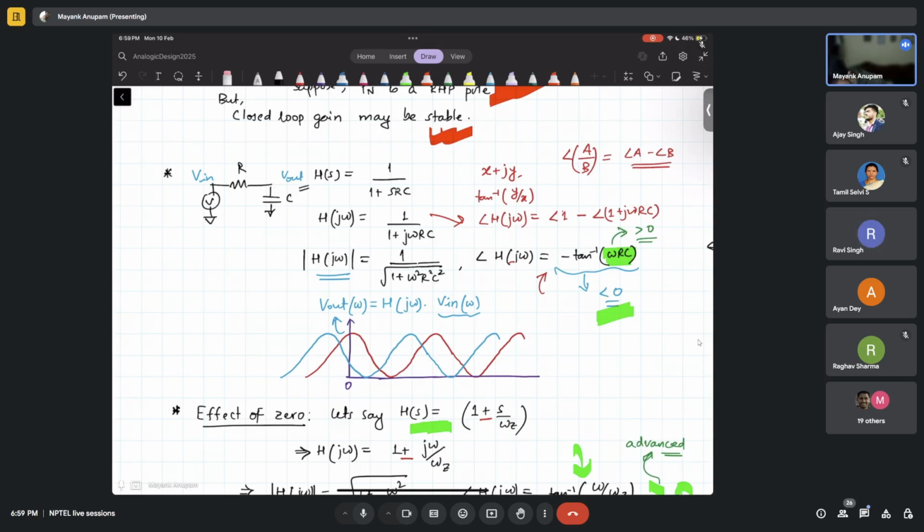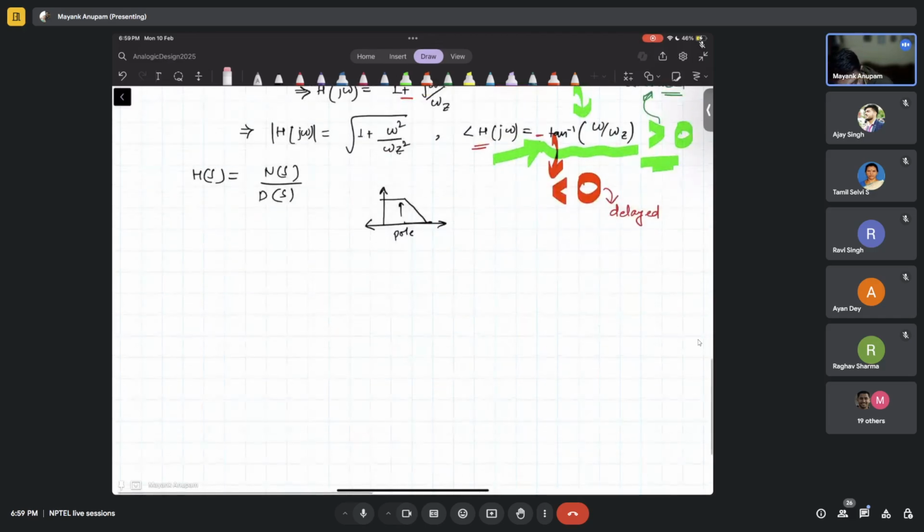So it will actually short to ground, and your V out will be zero at very high frequencies. So it is a low pass filter. It allows smaller frequency signals to pass through unhindered, but at very high frequencies the signal is not passing. The output is becoming zero. So it is a classic low pass filter. Now there is something called a high pass filter.